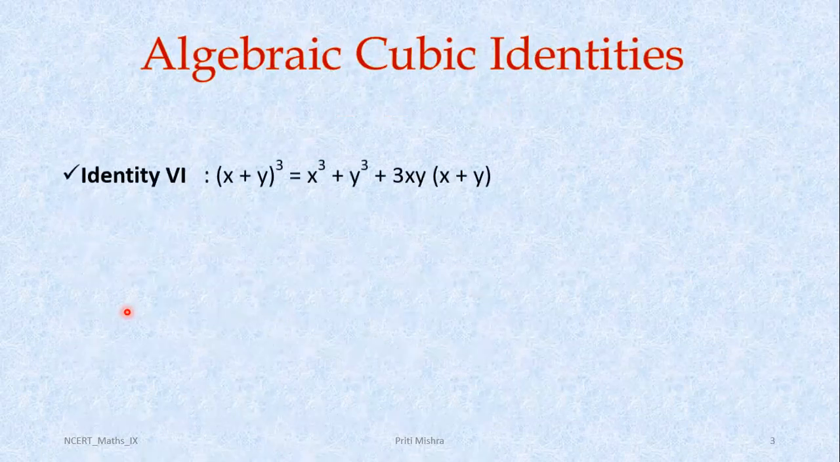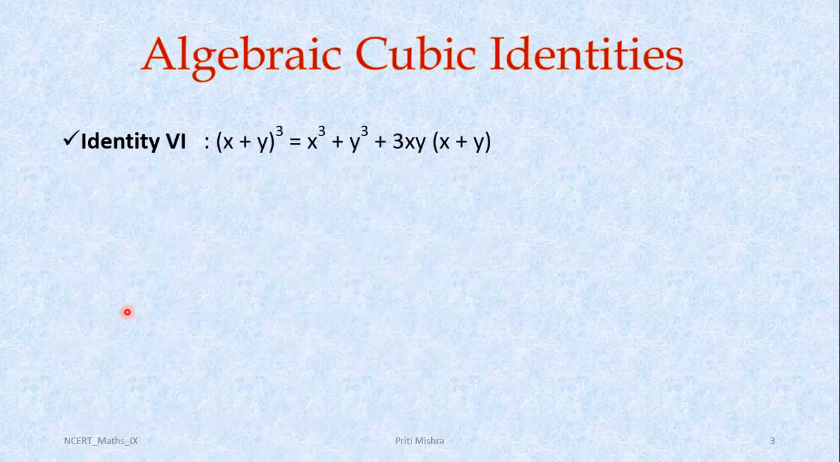Algebraic cubic identities. I have explained all the five square identities in my previous video. So this is identity number 6, which is a cubic identity. This is (x + y) whole cube is equal to x cube plus y cube plus 3xy into (x + y). We use this identity to make our calculations easy.